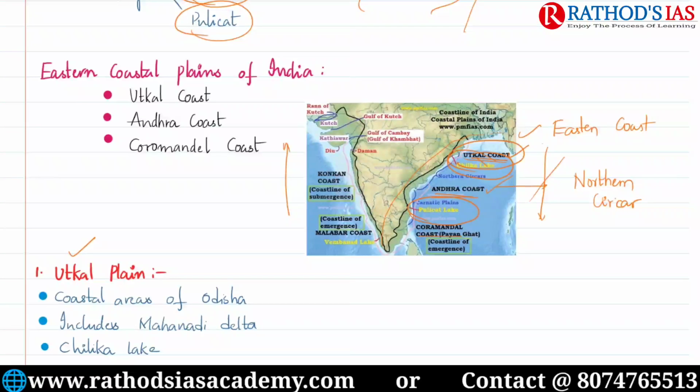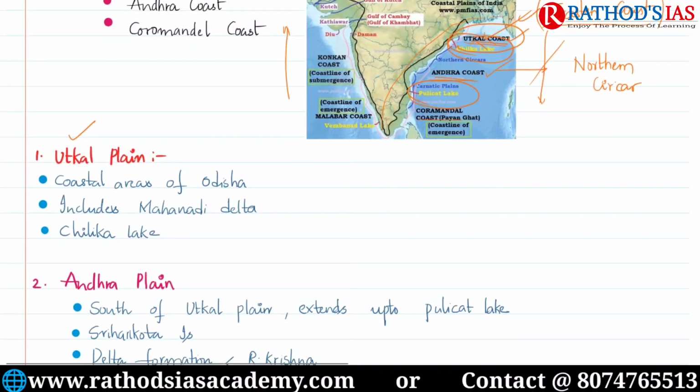So the northernmost part of our eastern coast is the Utkal coast. The Utkal coast or Utkal plain comprises the coastal areas of Odisha. Where is it present? It is mainly present in Odisha. This Utkal coast includes the Mahanadi Delta, which is very important. The most prominent physiographic feature that we can see here is Chilika Lake. So Chilika Lake is also present in this Utkal coast.